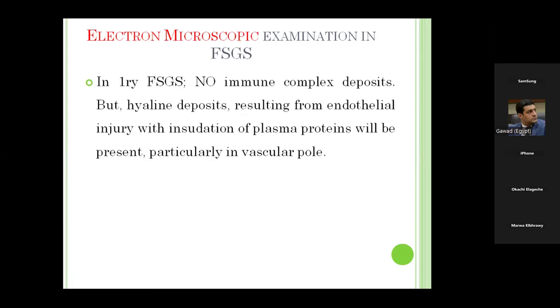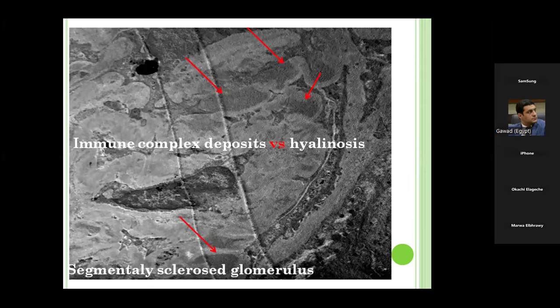In primary focal segmental glomerulosclerosis, there are no immune complex deposits, but hyaline deposits could be present, resulting from endothelial injuries and insudation of the plasma protein, and will be present mostly in the vascular pool. That's what I was talking about, the non-specific deposits or hyalinosis in a sclerosed segment. This is an electron microscopic picture, and these are the knife marks, our lovely knife marks.